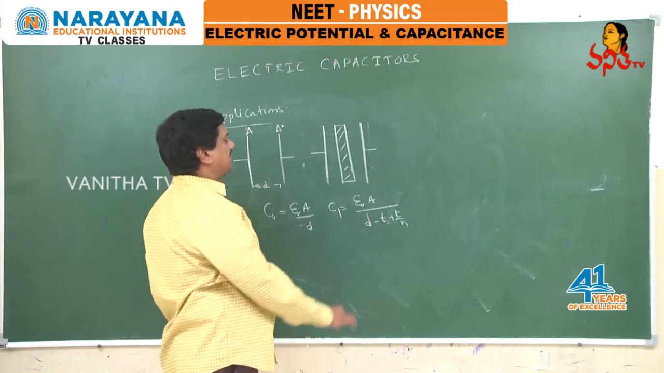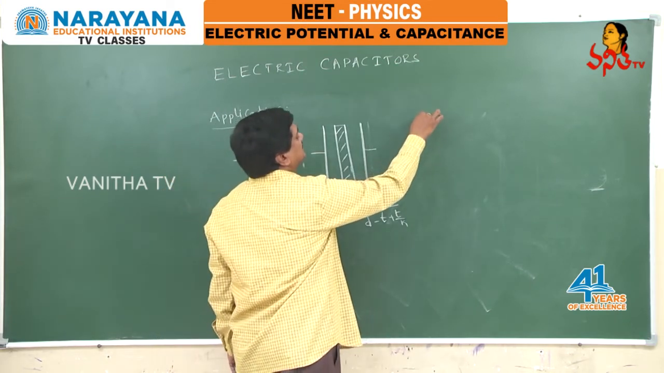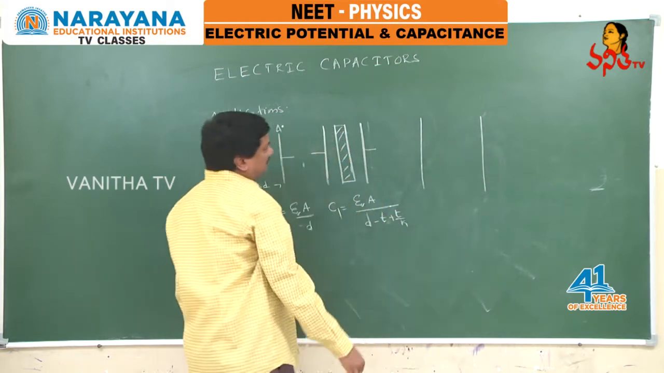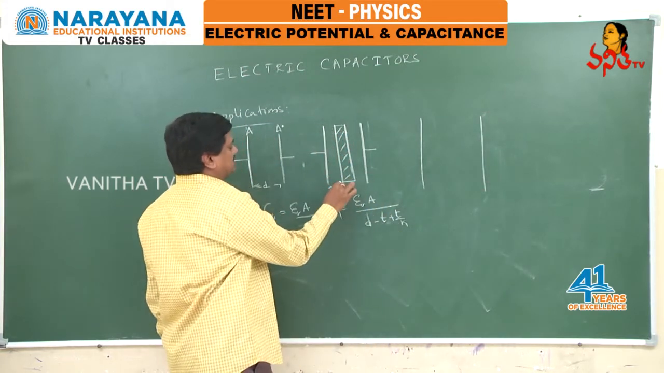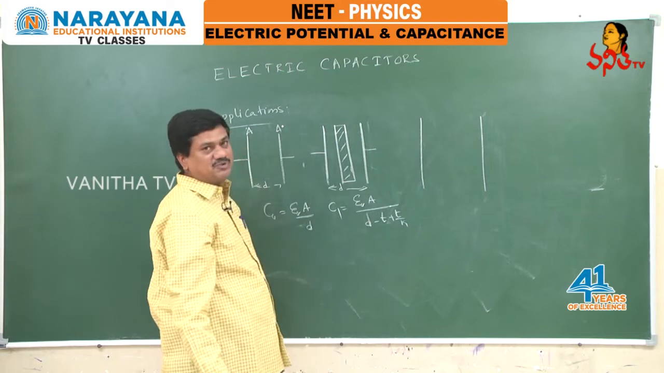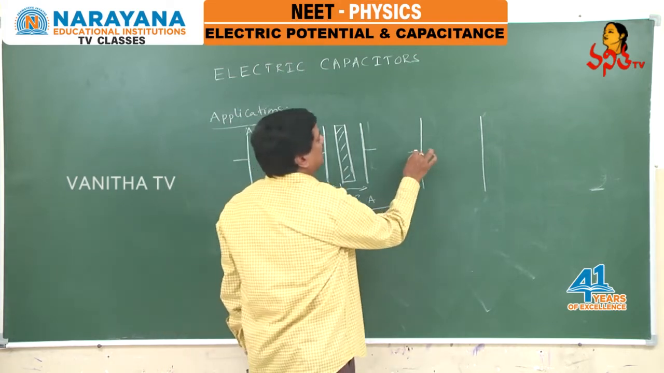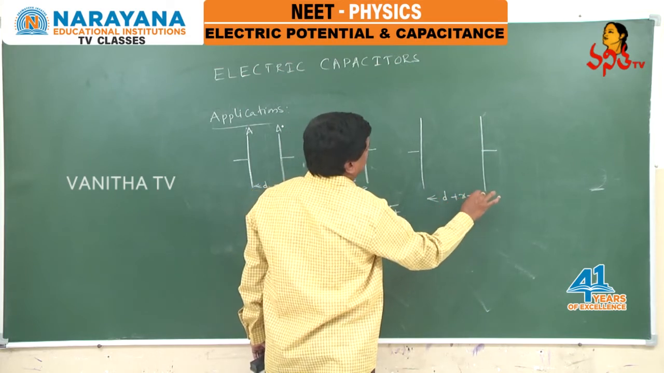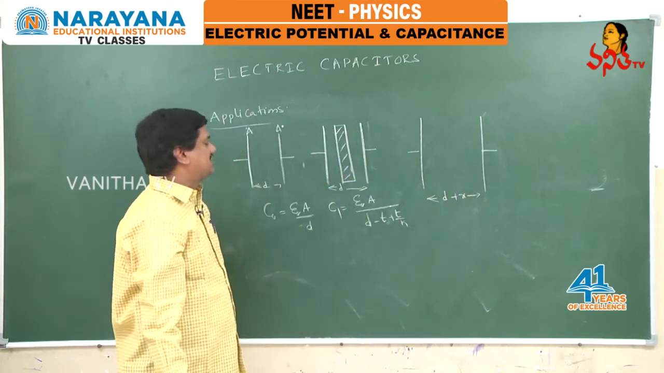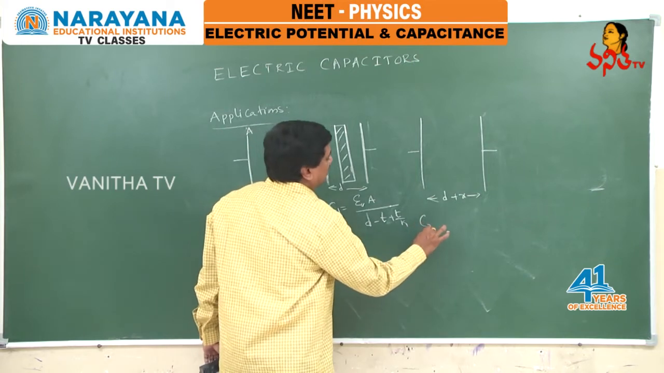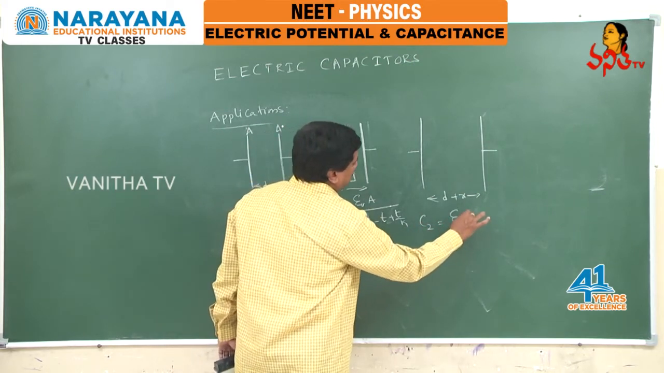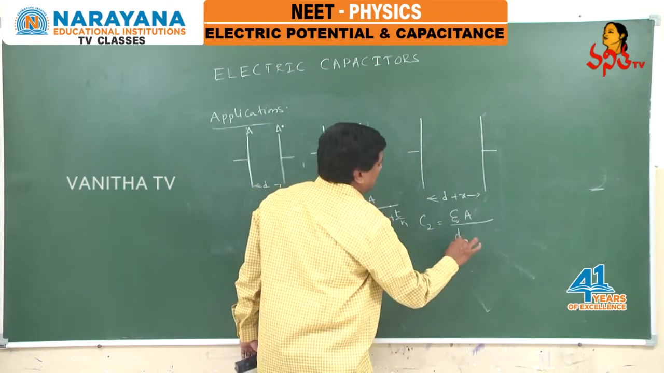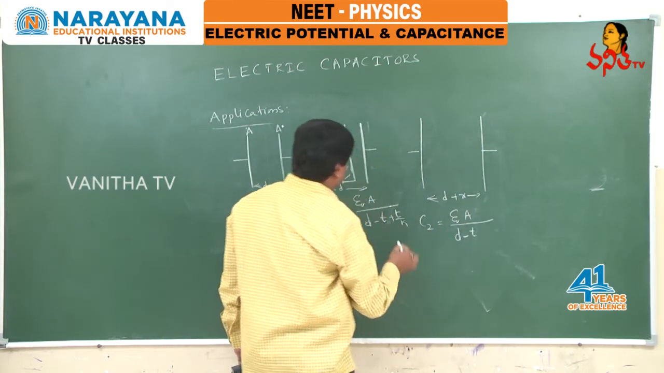The alternate way is to simply increase the distance between the plates of the capacitor. Before that, the separation between the plates was d. Now let it be increased to d plus x. When it is increased to d plus x, what will be the capacitance? It equals epsilon naught A by d minus t. Now the distance is changed.